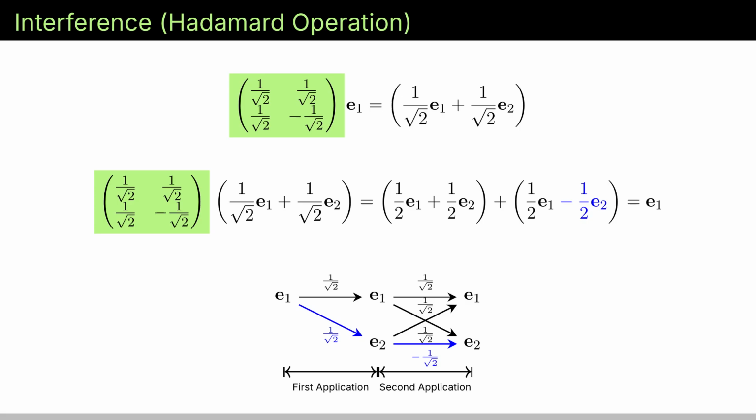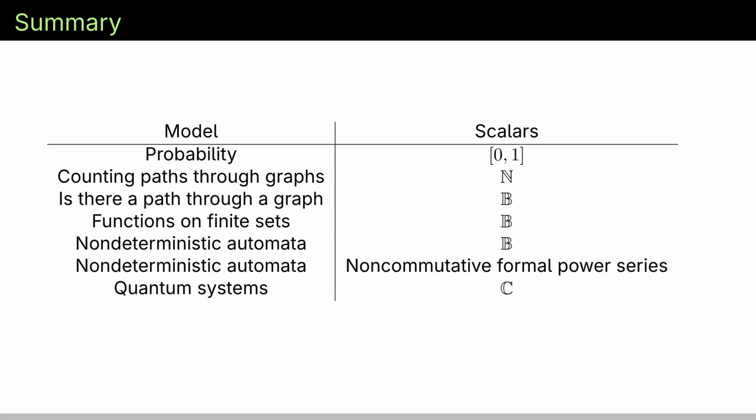Somehow this combination of having 2 different ways of getting to state 2 cancels each other out. This is quantum interference, and it's the phenomenon that's happening in the double slit experiment. So as we can see, by changing up our coefficients, in particular changing up how adding them together works, we can produce lots of different behaviors that are useful in lots of different models.